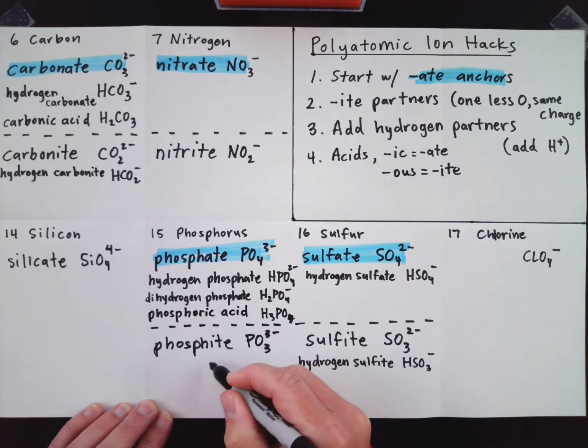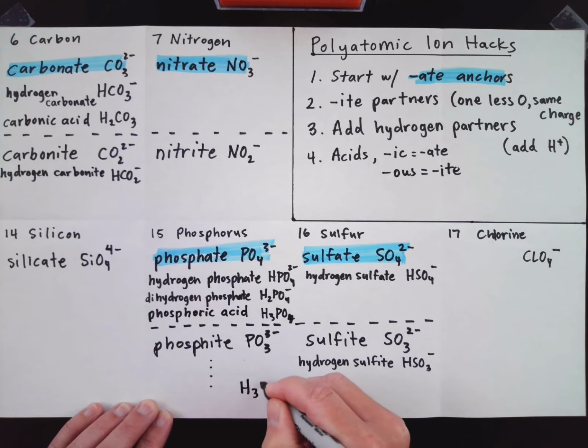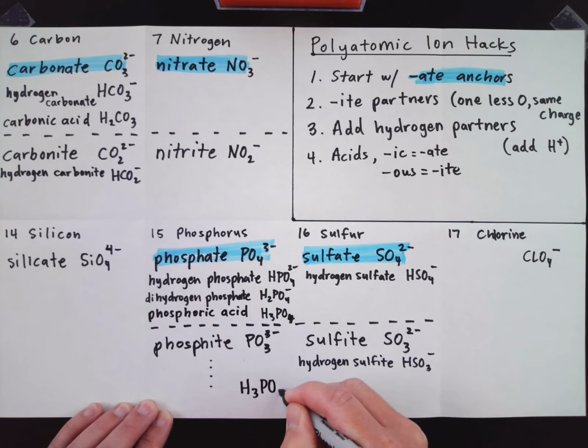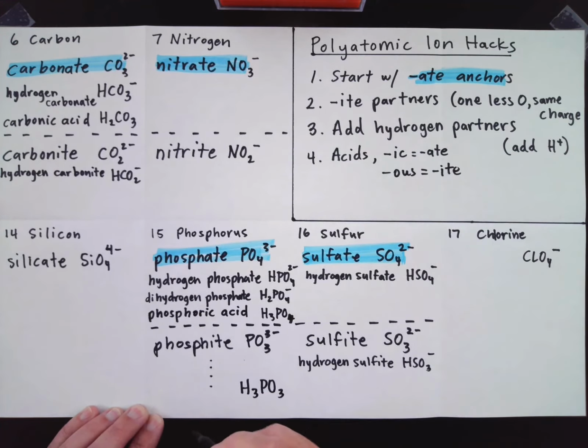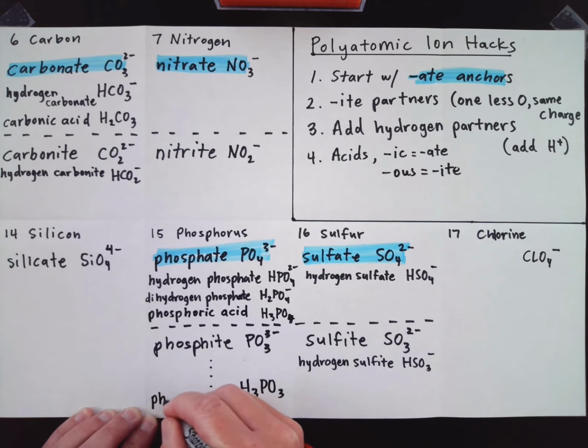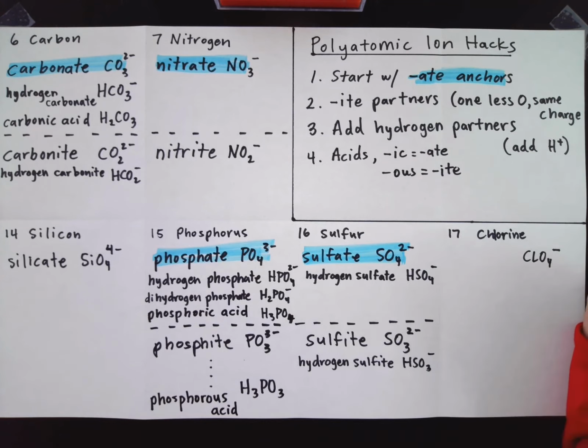If I do the same thing with phosphite and get all the way down to H3PO3, that's based on an ite ending. That's phosphorus acid. Not a super common one, but that is how you would name it.